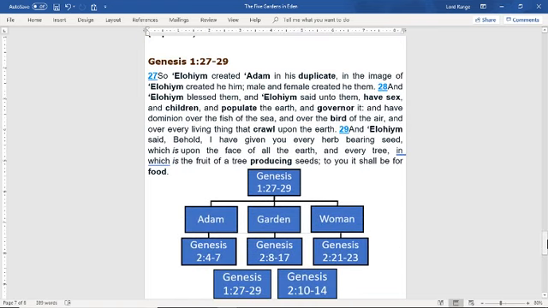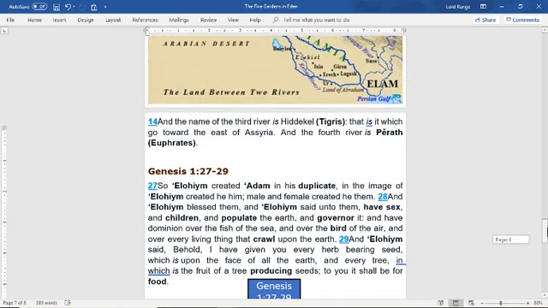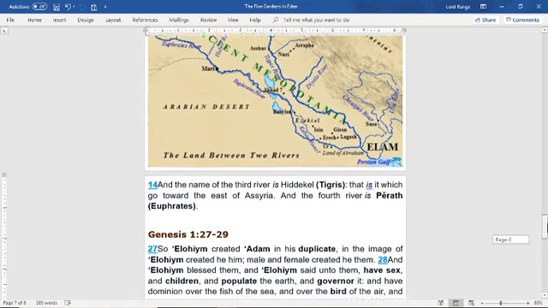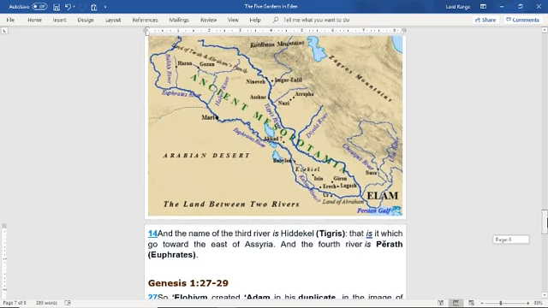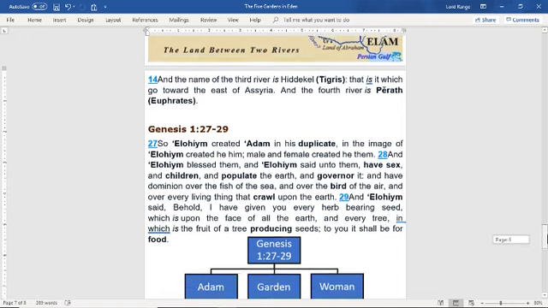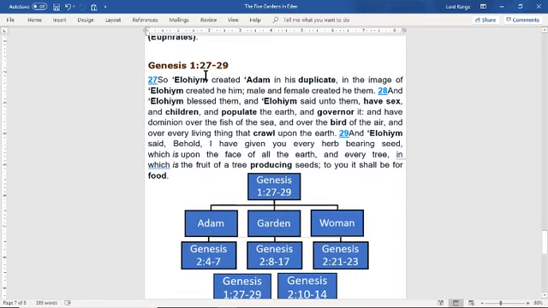So now I'm just going back over Genesis chapter 1 verses 27 through 29, because there's another point that I want to make about the lesson. When you read Genesis chapter 1 verses 27 through 29, I'll read through this really quick.